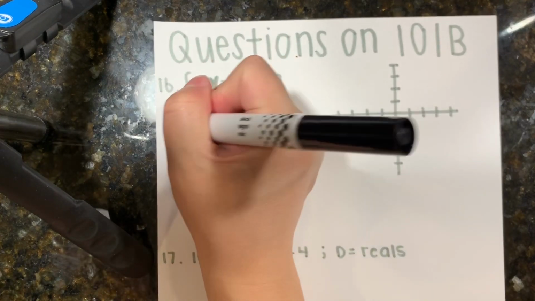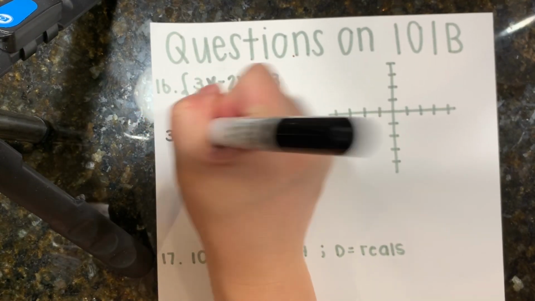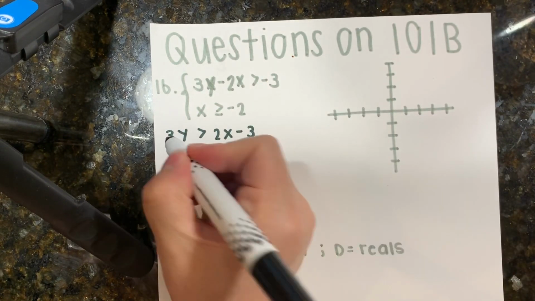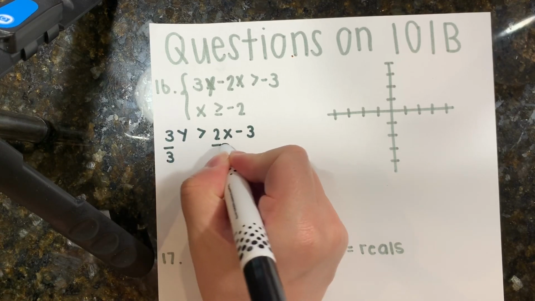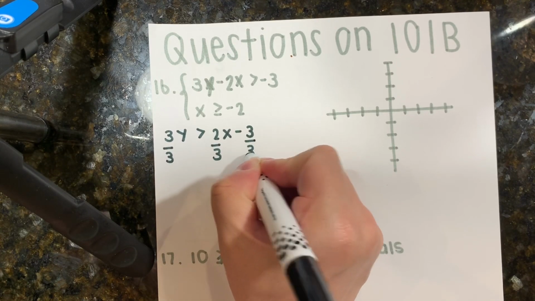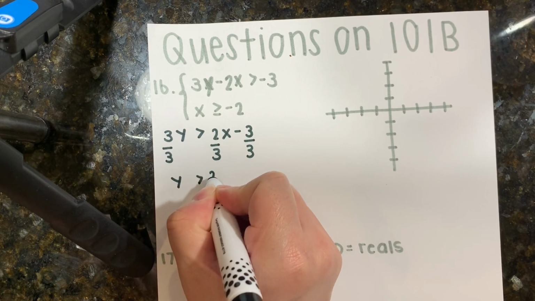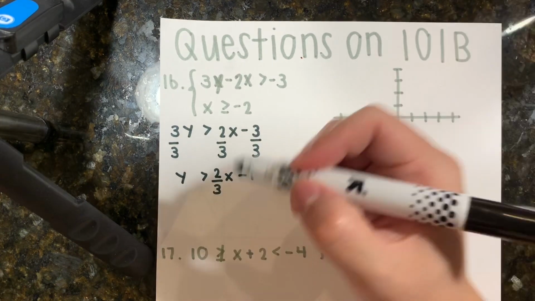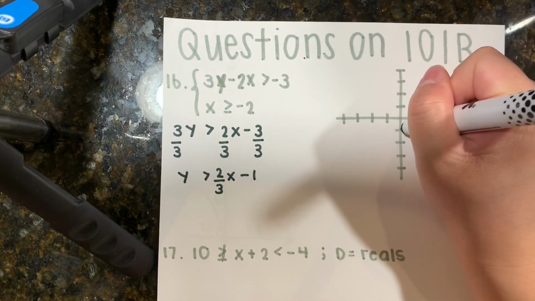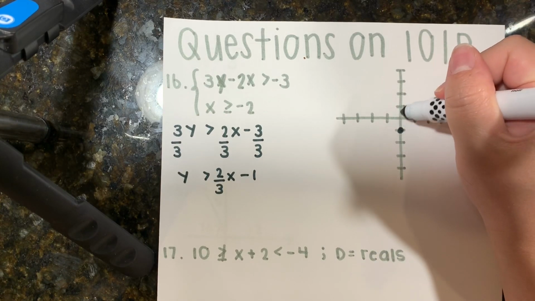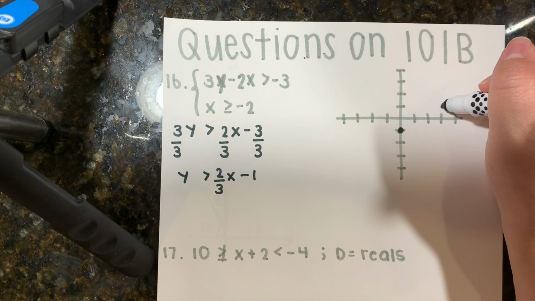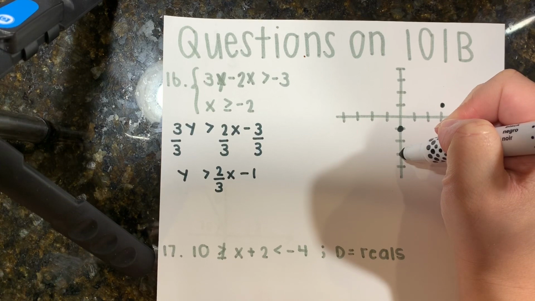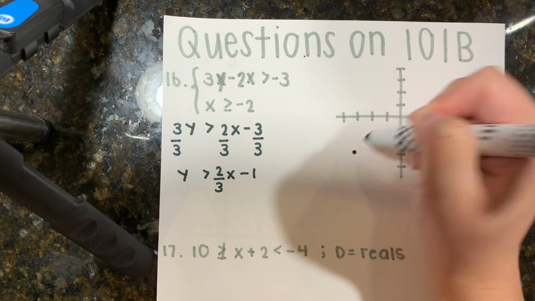for y. So this would be 3y is greater than 2x minus 3. Then you're going to divide this whole thing by 3. And we'll get y is greater than 2/3 x minus 1. So now we can graph. This is going to cross the y-axis at -1, so here. And the slope is going to go rise 2 over 1, 2, 3. You could have also, from your point, go down 2 and then to the left 3. That would be another way to get that point.